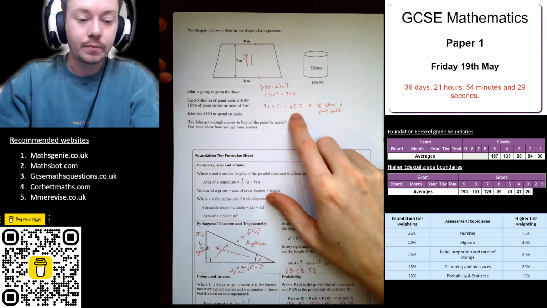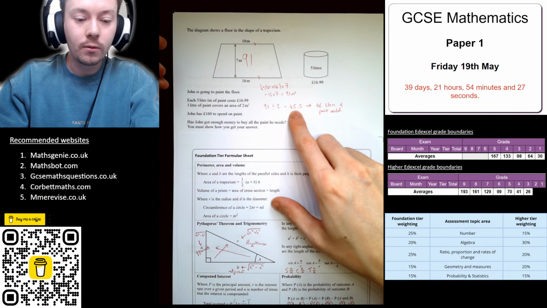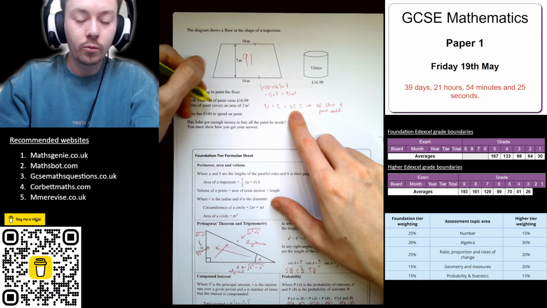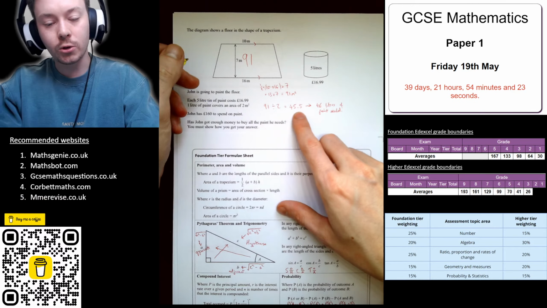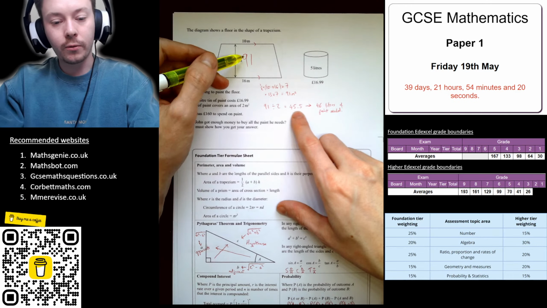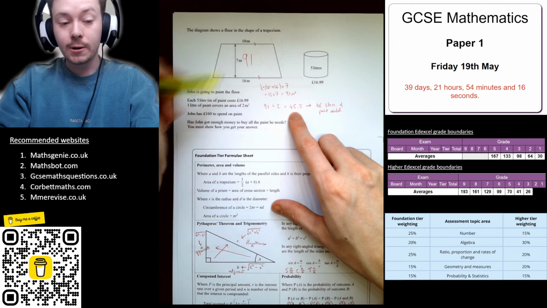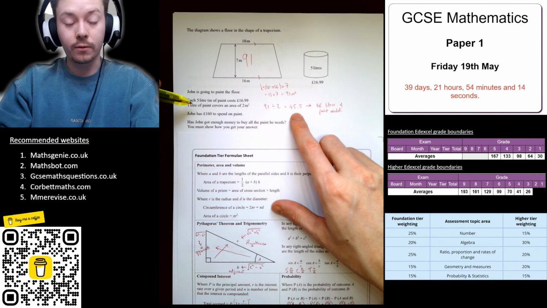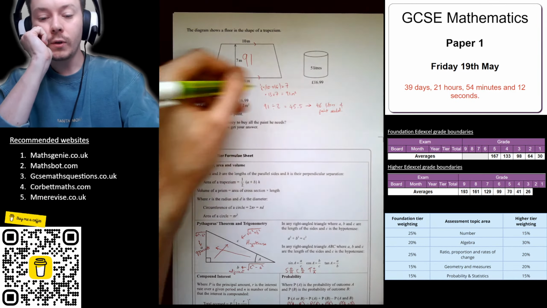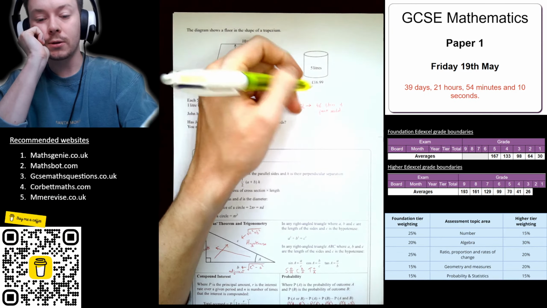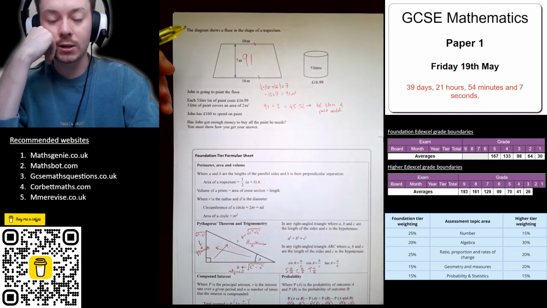1 litre of paint covers an area of 2 metres squared. So how many 2 metres squared are in that? That's 45.5 lots of 2 metres squared. So that's 1 litre of paint for each of those. So we need 45.5 litres or 46 litres.